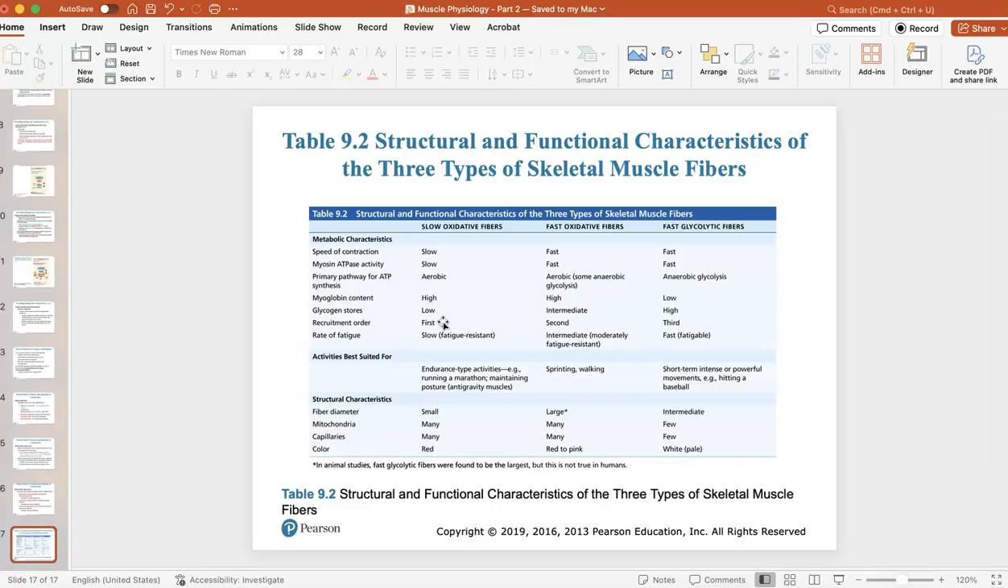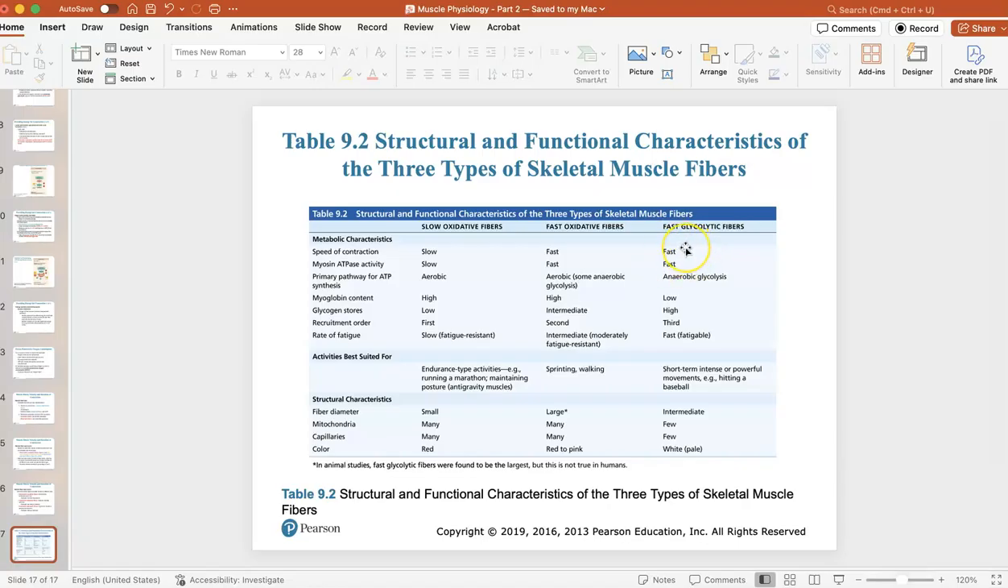Now, recruitment. I'm going to skip this one because that's a third lecture topic that we'll go into. Now, this is an important part right here. The rate of fatigue. The 1s are fatigue resistant. They don't tire very quickly. Whereas the 2Bs over here, they are fatigue prone. This row here kind of talks about some examples of activities, but let me go down here. The 1s are the smallest. They have lots of mitochondria, so they're really good for ATP production, a very rich blood supply, and they are red in color.